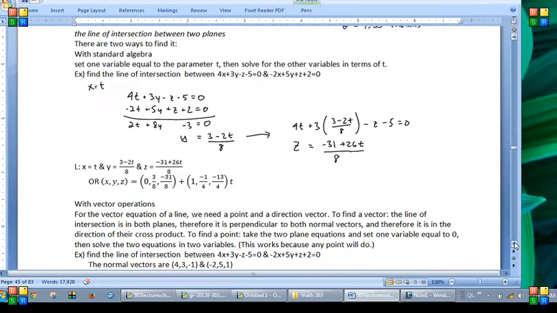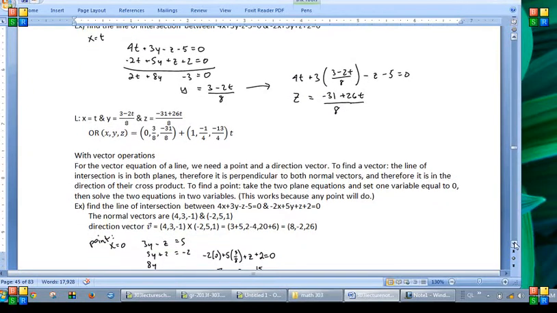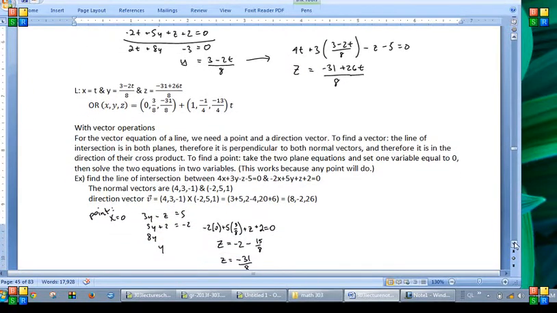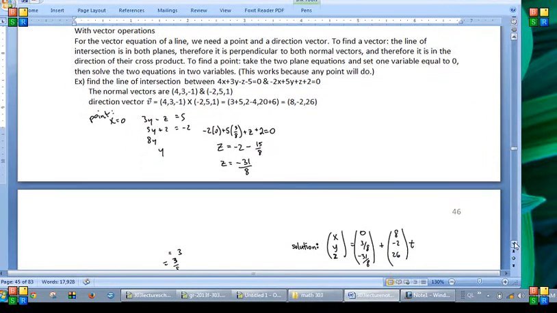So we already know what the normal vectors for each one are. So to find the direction vector of the line, you just take the cross product. So you do that cross calculation, and you get 8, negative 2, 26. So notice how quickly we got the direction vector, given that you have to do a cross product. And then to find a point, you still have to do a little bit of algebra. I lost some of my ink here. Okay.